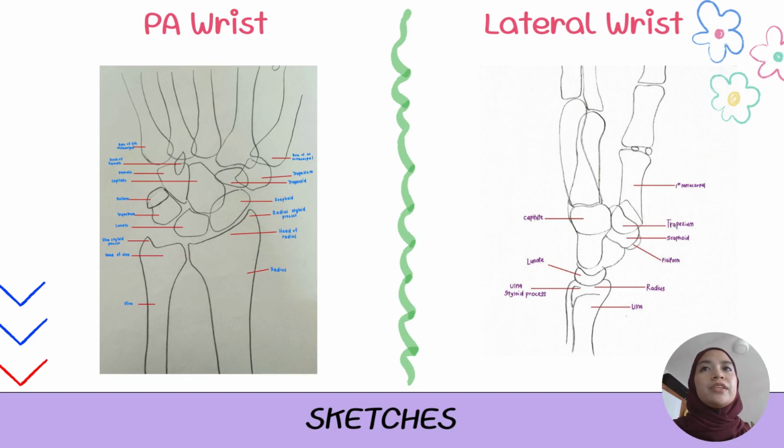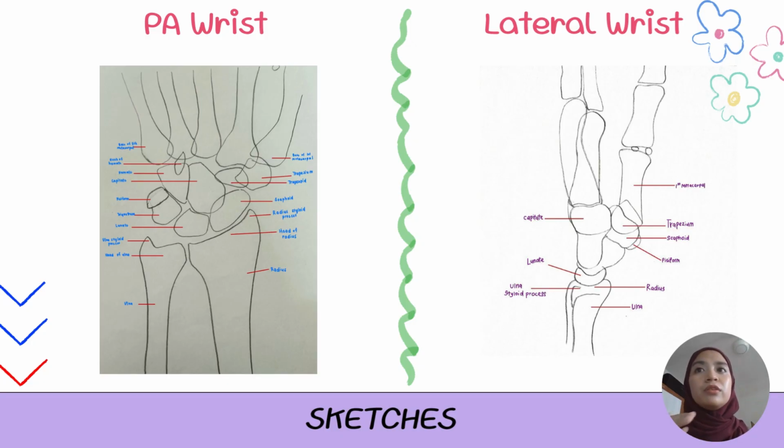Here are the two sketches of the wrist in PA and lateral projection. For the PA view of the wrist, we will see the bones from the back of the hand toward the palm, and here's how the wrist bones are positioned in the PA view. For the proximal row, we have scaphoid, lunate, and triquetrum, where the scaphoid is positioned towards the thumb side of the wrist, while the lunate is located next to the scaphoid, closer to the midline of the wrist. And the triquetrum is positioned next to the lunate, toward the pinky side of the wrist.